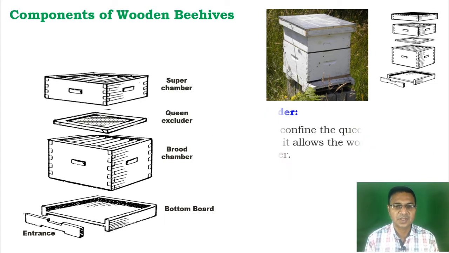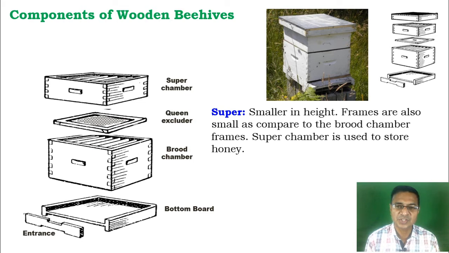After that, above the queen excluder, the super chamber is present. That super chamber is certainly smaller in height. Along with that, the dimension is common with that of the brood chamber, only the height is smaller as compared to the brood chamber. As the height is small, the frames present in the super chamber are also small in size. These are the frames of the super chamber.